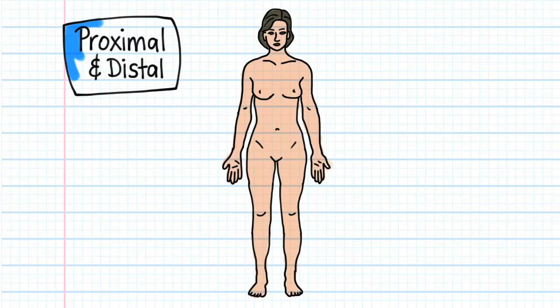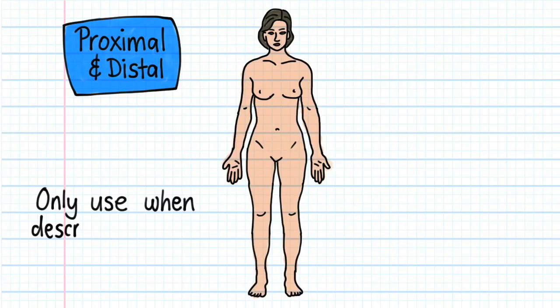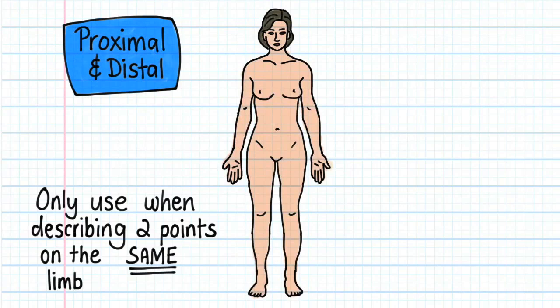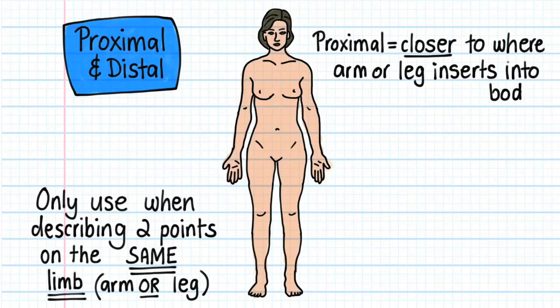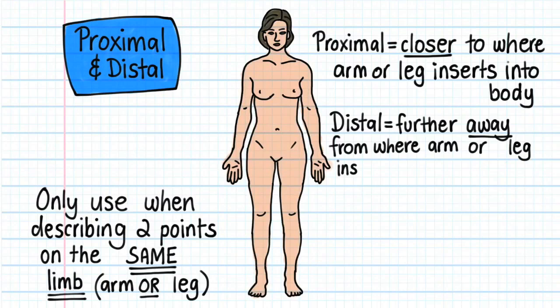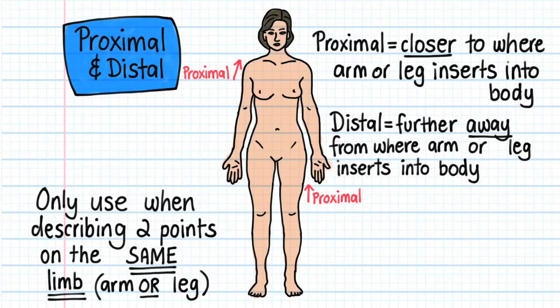Next are two anatomical terms that you probably haven't heard before. They are proximal and distal. These terms are only used to describe the location of 2 points on the same limb, which could be either an arm or a leg. Proximal means closer to where the arm or leg inserts into the body. Distal means further away from where the arm or leg inserts into the body. On this arm and leg, red arrows indicate proximal, whilst green arrows indicate distal.